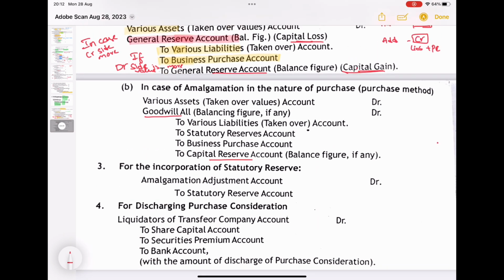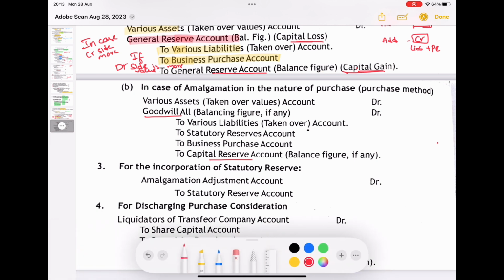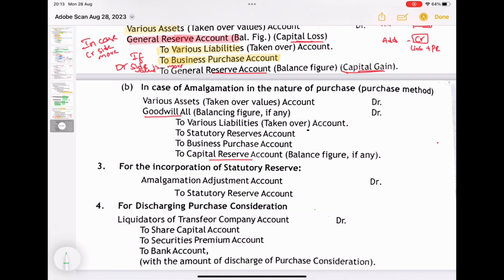Okay, next, incorporation of statutory reserve. Incorporation of statutory reserve means if any reserves are taken, that will be passed in the entries. Amalgamation adjustment account debit to statutory reserve. Next, discharge of purchase consideration. So discharge means how we are going to pay the purchase consideration. So how are they going to pay them?